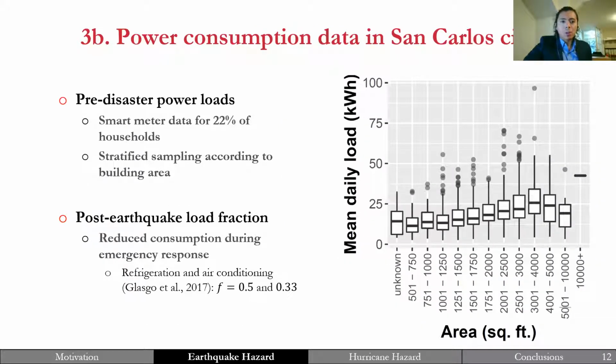For the demand, we're very lucky because we got access to smart meter data for a lot of houses in California, which is a recording of hourly power consumption for an entire year. So we had those recordings, and we could see even differences of consumption between summer and winter. So we incorporate that in our analysis. Obviously, the data is anonymized for privacy reasons, so we did some stratified sampling according to the building area to map those records to the houses in San Carlos.